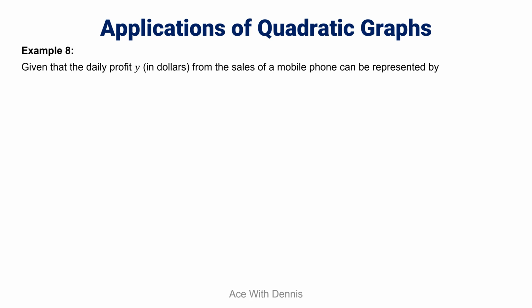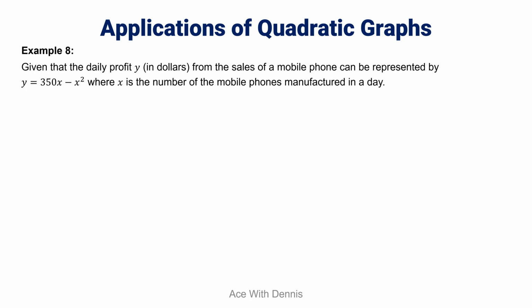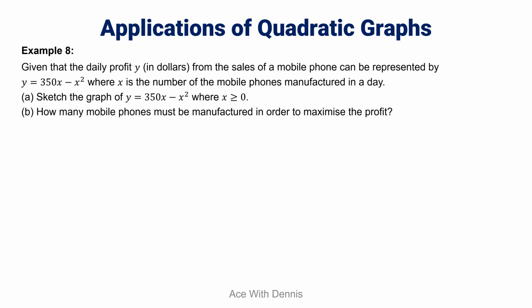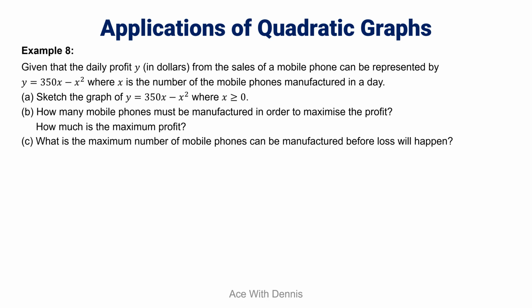Given that the daily profit Y in dollars from the sales of a mobile phone can be represented by Y equals 350x minus x squared, where x is the number of mobile phones manufactured in a day. A. Sketch the graph of Y equals 350x minus x squared, where x is greater than or equal to 0. B. How many mobile phones must be manufactured in order to maximize the profit? How much is the maximum profit? C. What is the maximum number of mobile phones that can be manufactured before loss will happen?